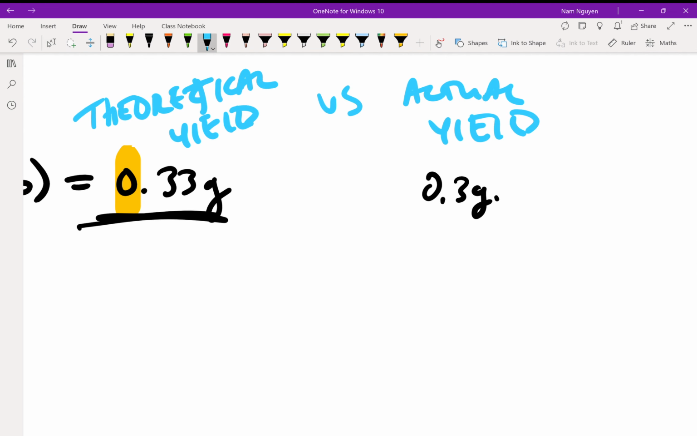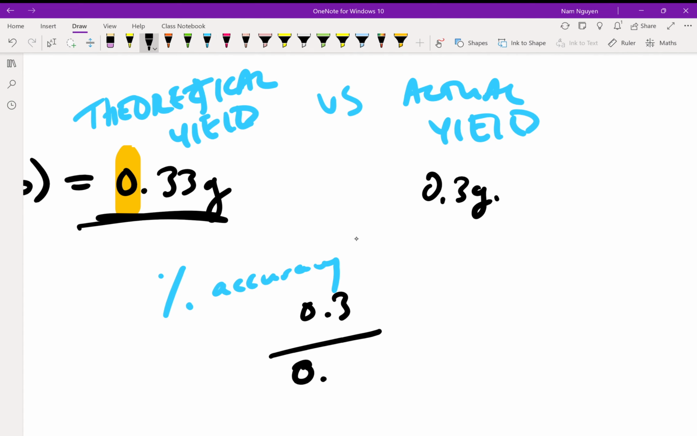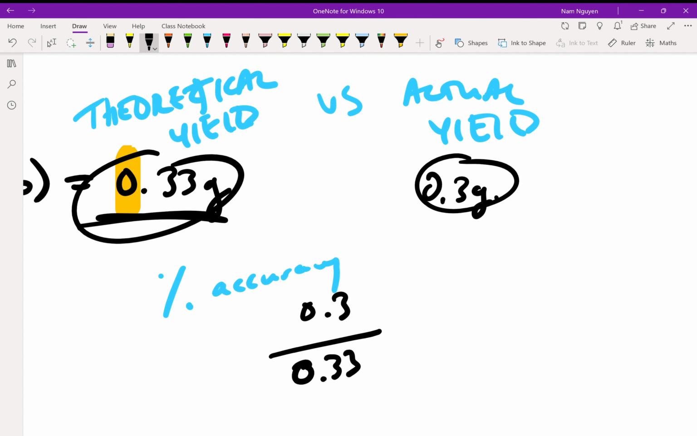So we could do a percentage accuracy, which is 0.3 divided by 0.33 from here and here. Oops, times by 100.